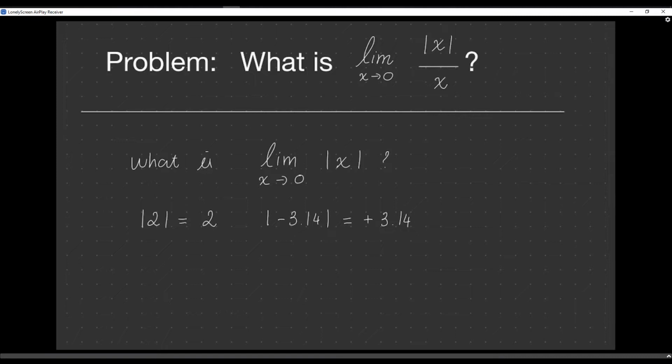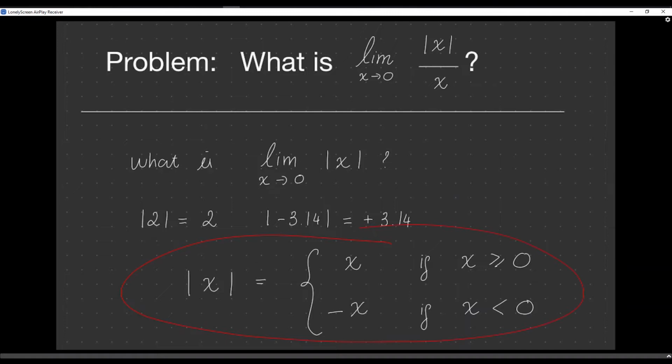So in a sense, the absolute value function is a piecewise function. We can rewrite this function as: absolute value of x is equal to x itself if x is non-negative, and negative of x if x is a negative number. By doing this, we make sure that the output of the absolute value function is always non-negative.